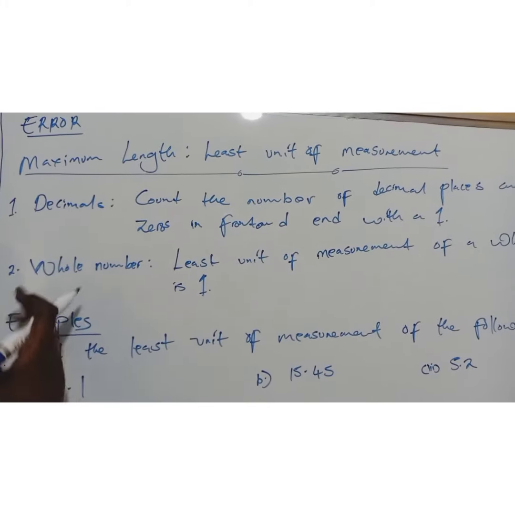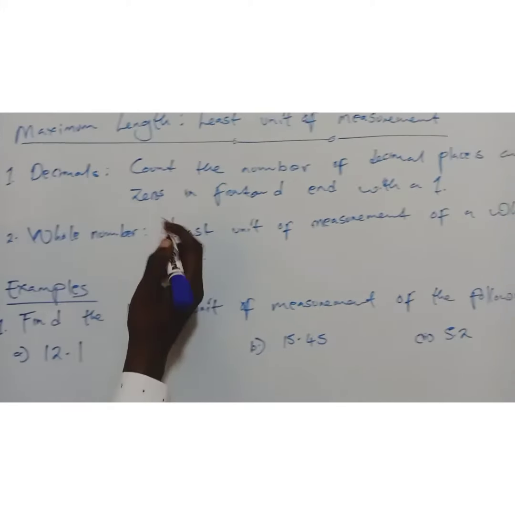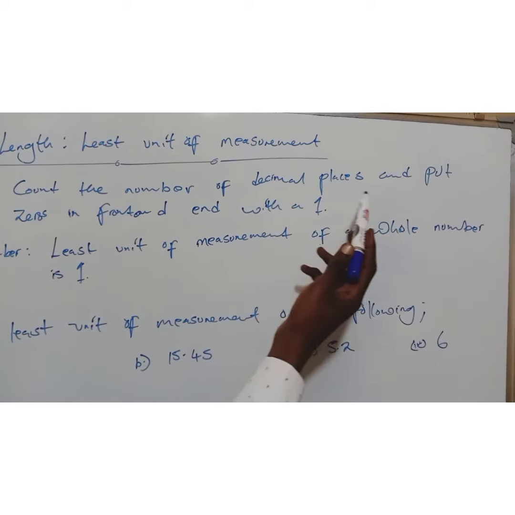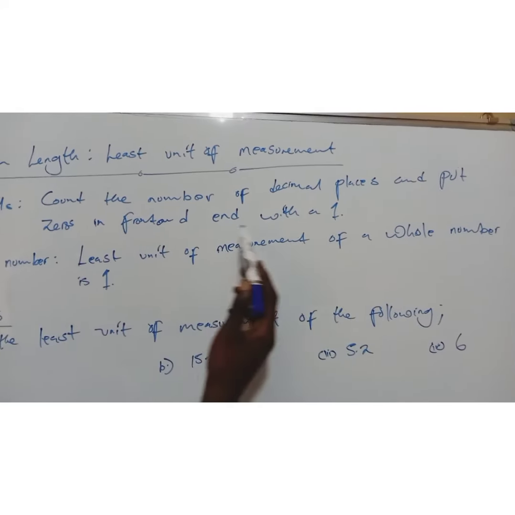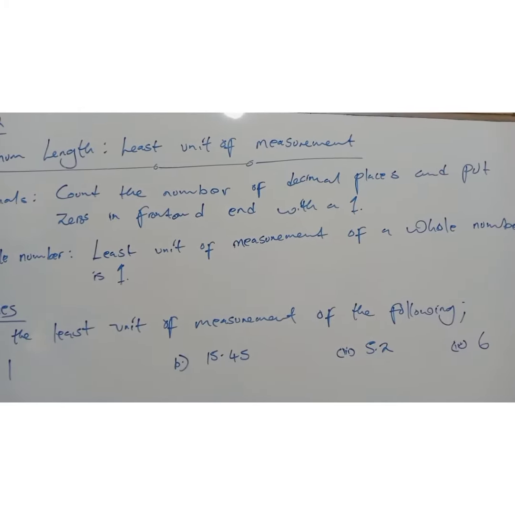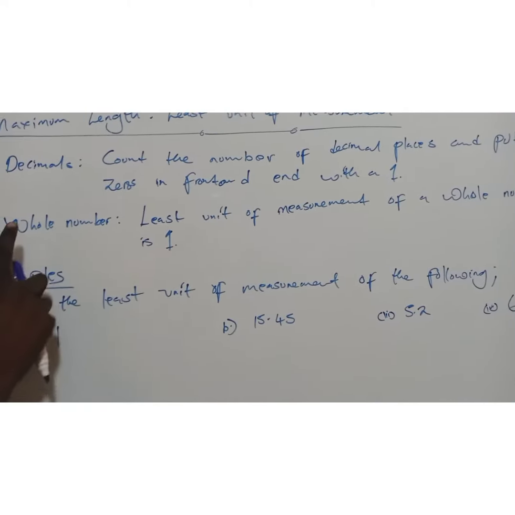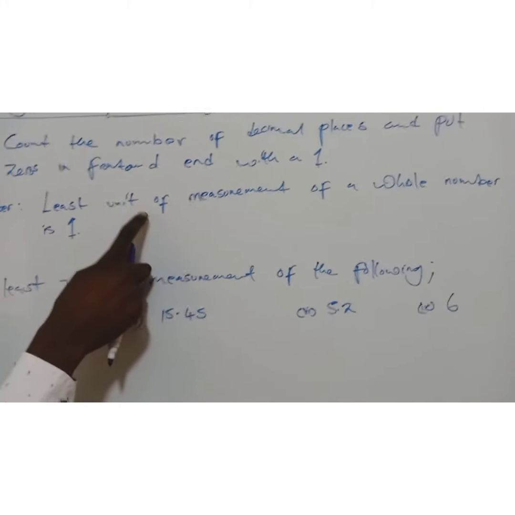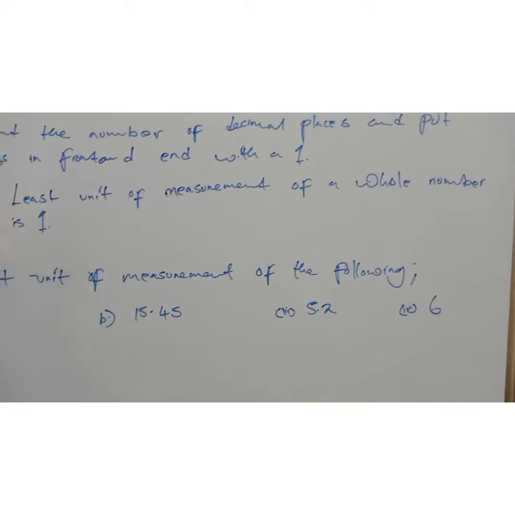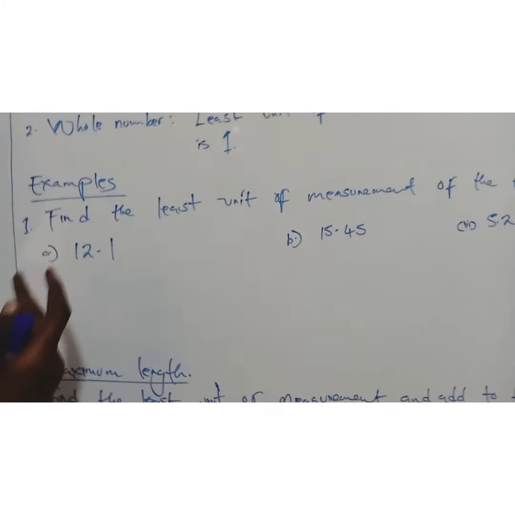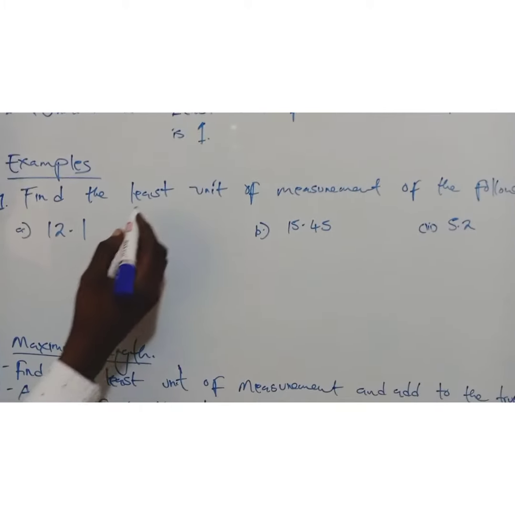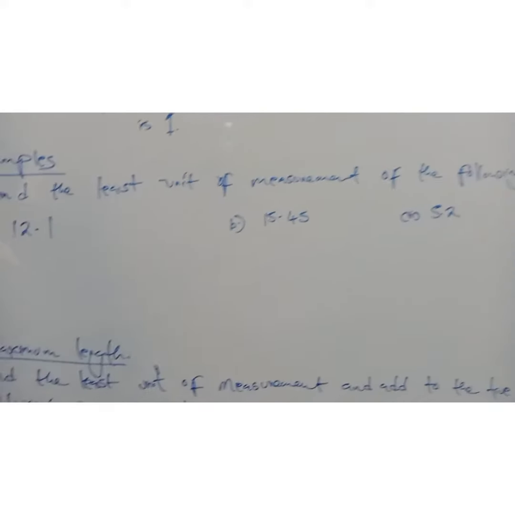So 2 rules here. When you are dealing with decimals, count the number of decimal places and put zeros in front and end with a 1. With examples you understand. A whole number: the least unit of measurement of a whole number is 1. So I've given you 4 examples. Find the least unit of measurement of the following.